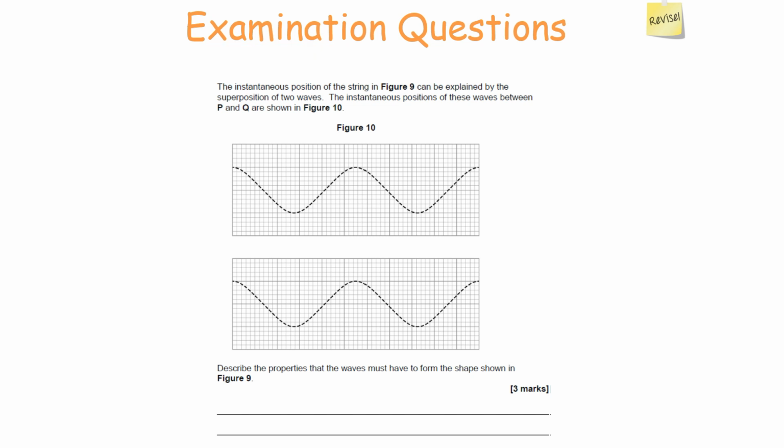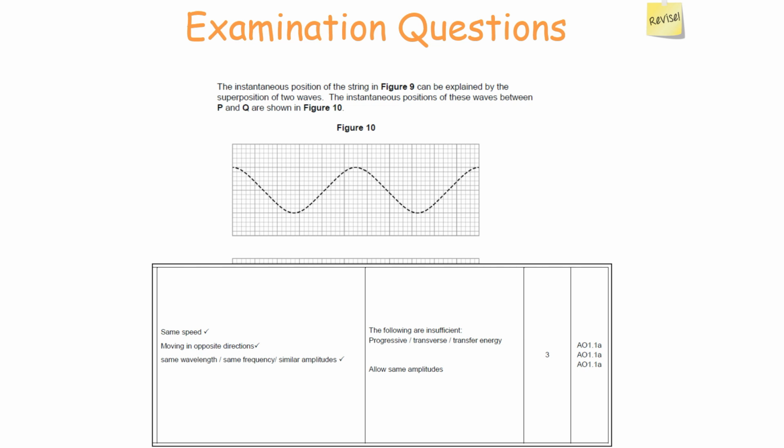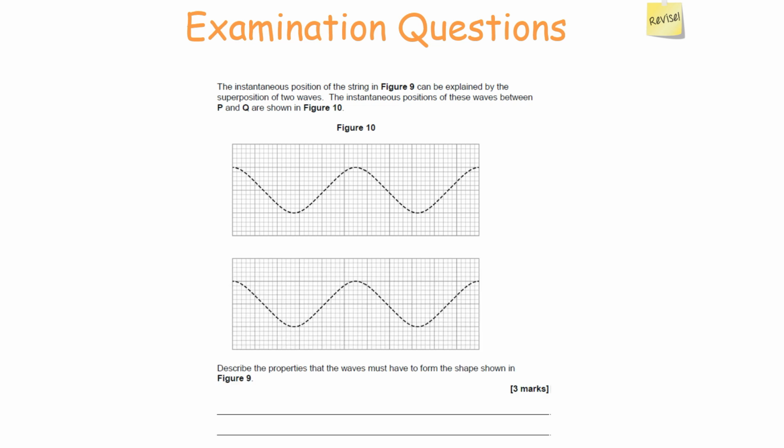Right, so what's important to note here is that if you look at these two pictures, you'll notice that they have the same speed, however they're now moving in opposite directions, but they have the same wavelength or the same frequency, so you'd say they have the same amplitude.